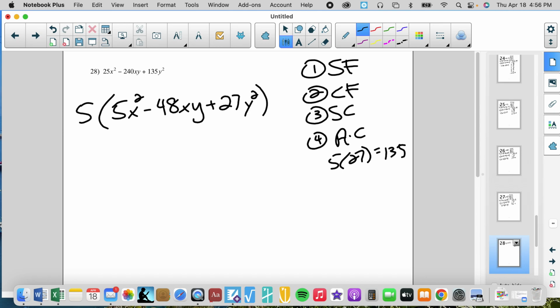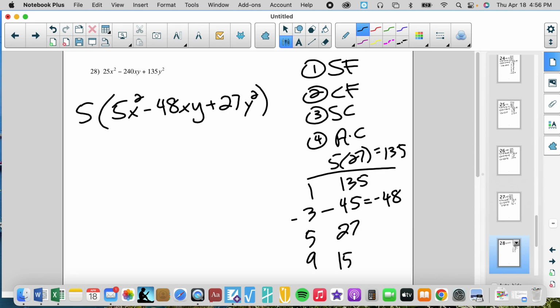135. That's right. There aren't going to be too many. 3, yes. 3 and 45? Yeah. 3 and 45. Did that real quick. 4, no. 5, yes. 5 and 27. We knew that. And then 9, 9 and 15. Signs are the same. Both are negative. I shouldn't have even moved past this.